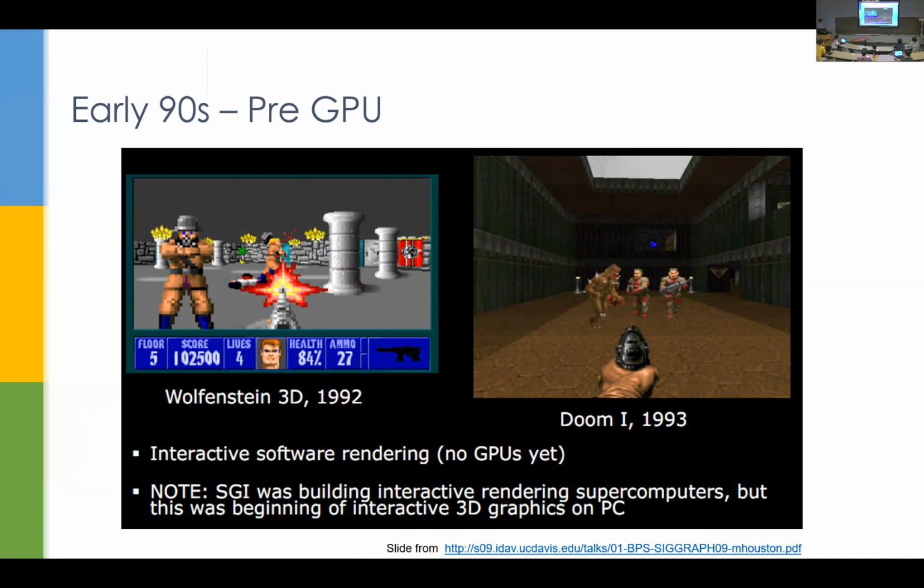So this was 92 and that was 93, close to each other. These are all software rendered. There was no dedicated hardware for this. These games were written completely in software. So no GPUs. Wolf 3D was a 2.5D game.